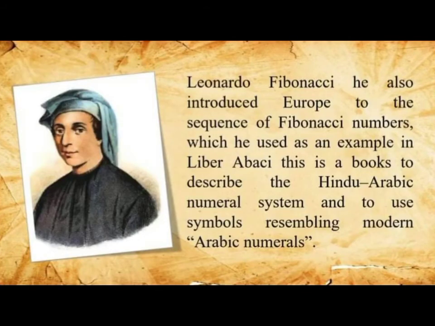Leonardo Fibonacci also introduced Europe to the sequence of Fibonacci numbers, which he used as an example in Liber Abaci. This is a book that describes the Hindu-Arabic numeral system and uses symbols resembling modern Arabic numerals. Fibonacci was celebrated among medieval Italian mathematicians. He is deemed the most brilliant Western mathematician of the medieval time, and he composed a book employing that numeral system, Liber Abaci, or the Book of Calculations.